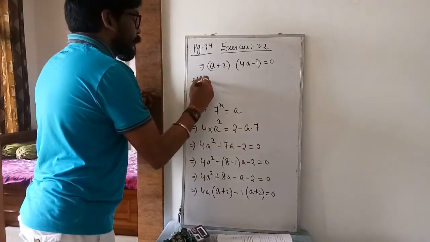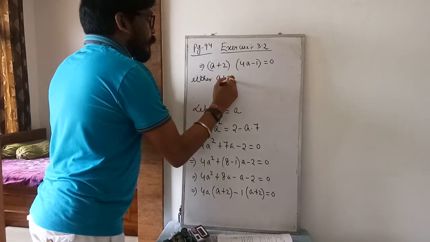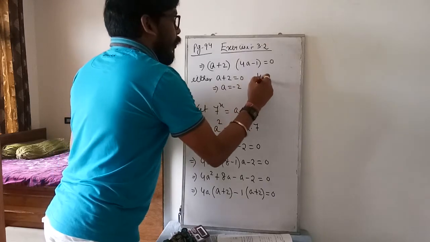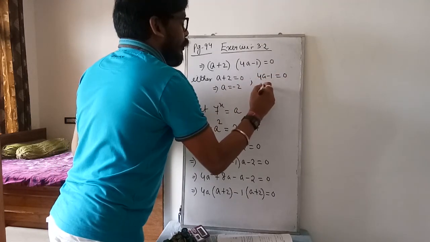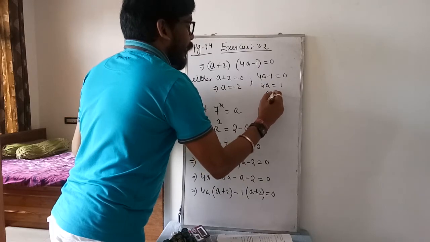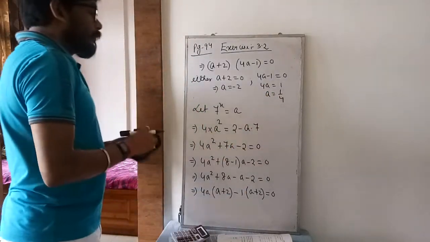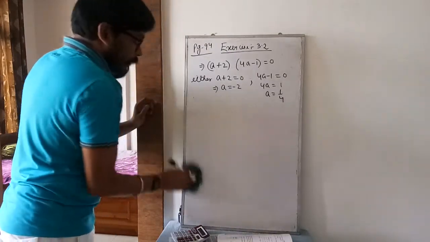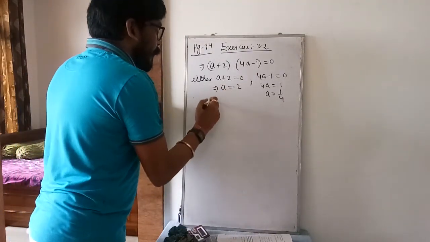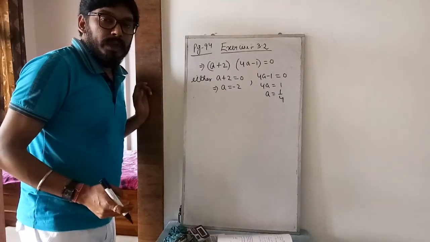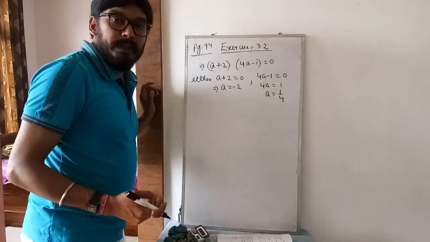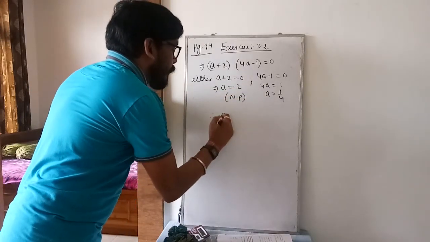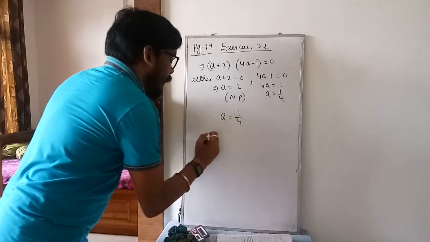So either a plus 2 equal to 0, so it is a equal to minus 2, or 4a minus 1 equal to 0, so 4a equal to 1, a equal to 1 by 4. This will not be considered as a value, this will be discarded, because 7 to the power x you got minus 2, and when you take log of a negative number you can't find it out, so it is not possible here. So we will go for a equal to 1 by 4.